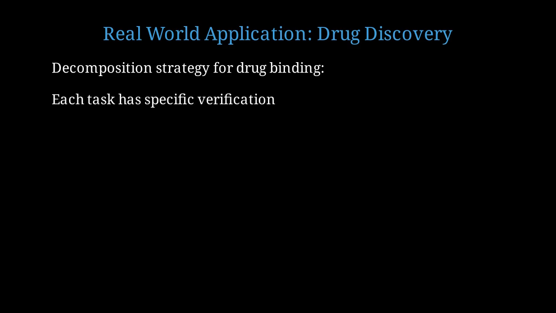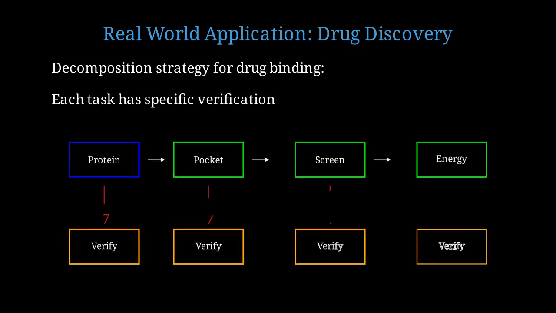Protein structure verified against experimental data when available. Binding pocket verified by comparing to known ligands. Binding energies verified using quantum mechanical calculations on small test cases. This pipeline architecture shows 4 sequential tasks, each with independent verification. If any verification fails, only that subtask must be recomputed, not the entire pipeline.